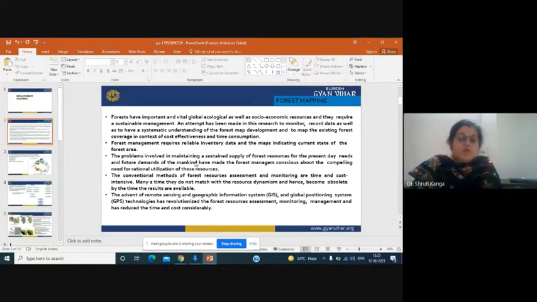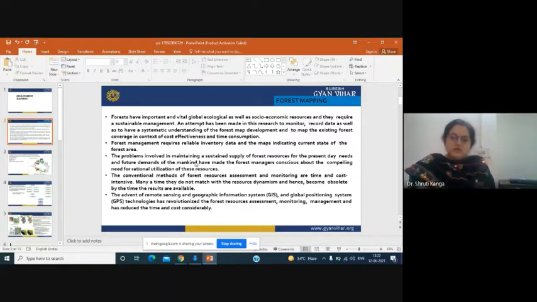The advent of remote sensing, geographic information system and global positioning system technologies has revolutionized forest resource assessment, monitoring and management, and has reduced the time and cost considerably. Okay, so the advent or the use of these remote sensing, GIS and GPS, in totality we can say the geospatial technologies, has revolutionized forest resource assessment.